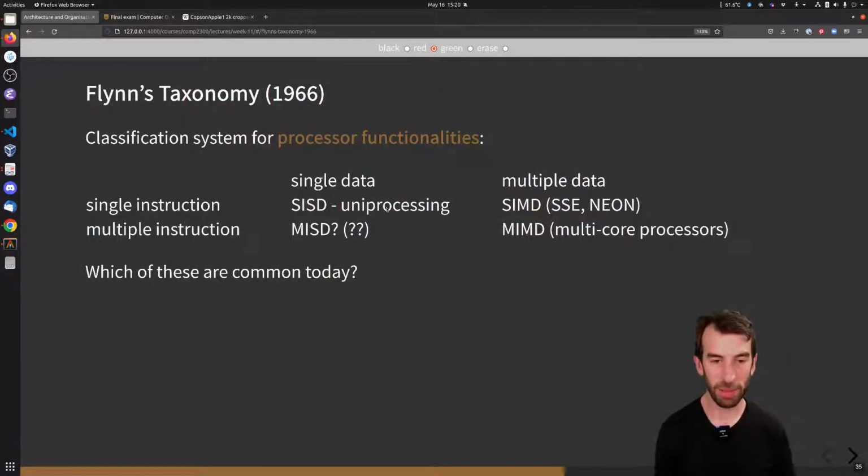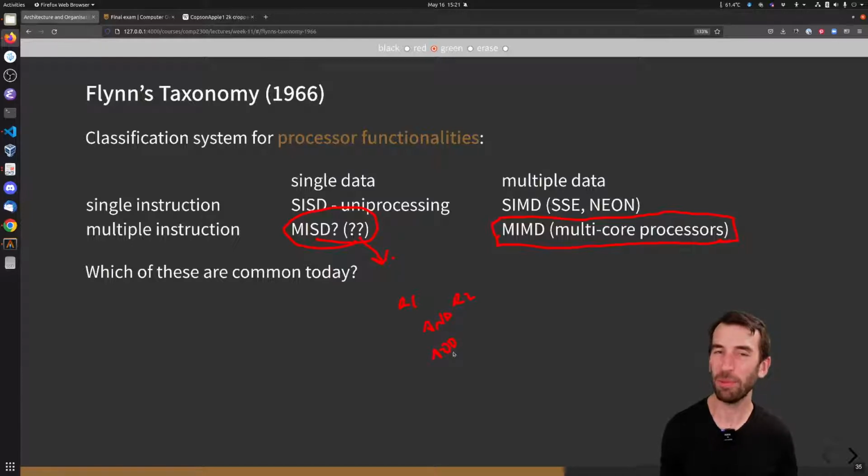So which of these are common? Multiple instruction, multiple data. This is where our multi-core processors live. And then there's this other weird one, multiple instruction, single data. Like you're going to take two registers and you're going to AND them and add them at the same time. Why would you do that? So it's a bit mysterious why this one lives here.